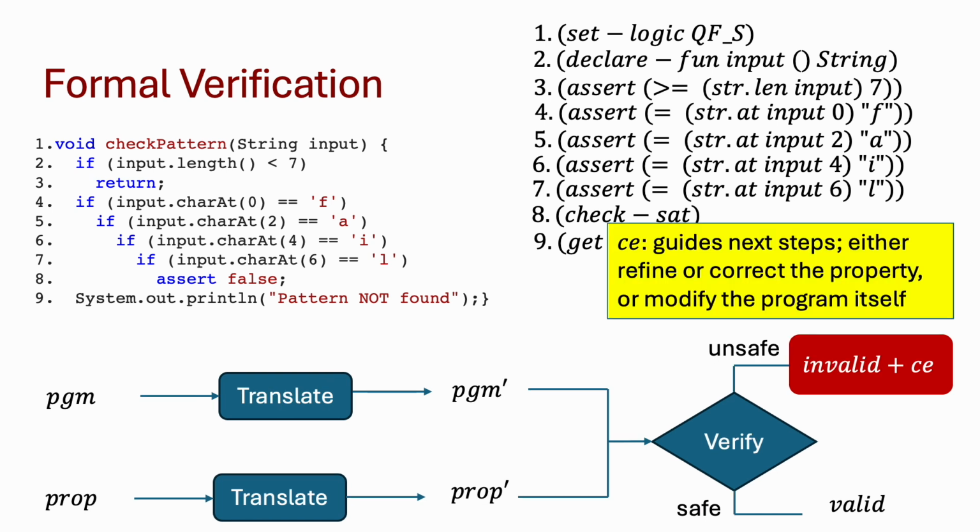The counterexample is really a very useful output because it can help in iterating on either the program or the property. It helps us to understand where our expectation went wrong and whether we need to make changes to the program or to the property that we were trying to prove.